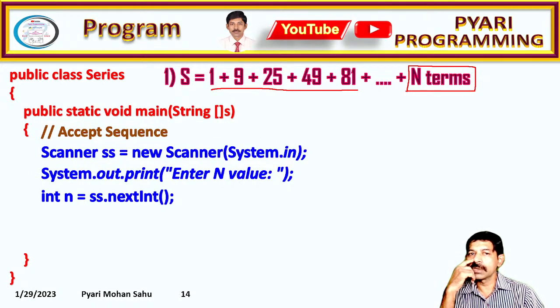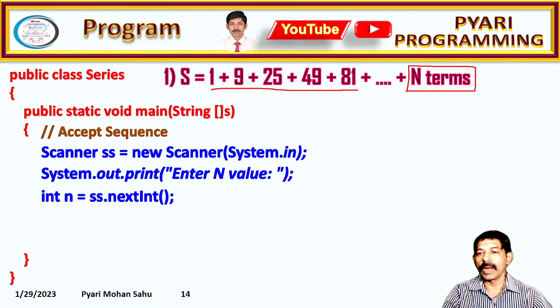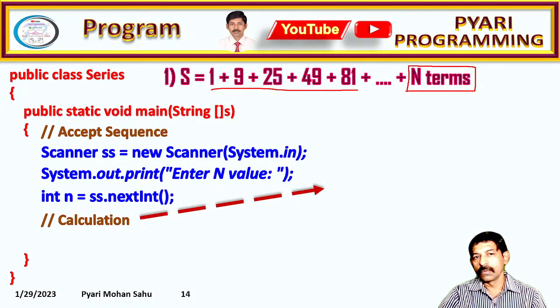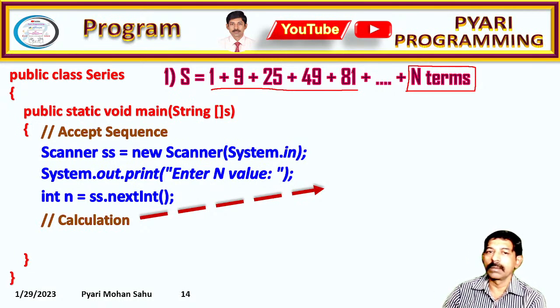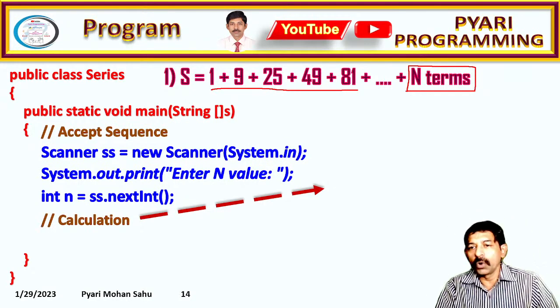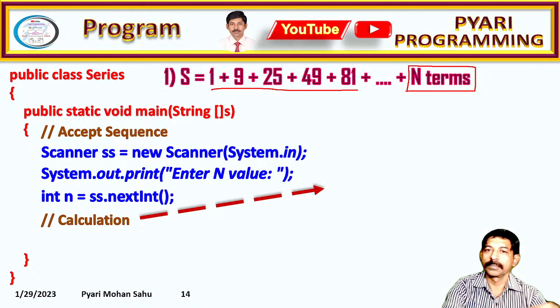Who can do this? The accept part is common, I said. The calculation part we have to think about. Prerequisite variable. First of all, variable. What are the variables that I need before performing the calculation?